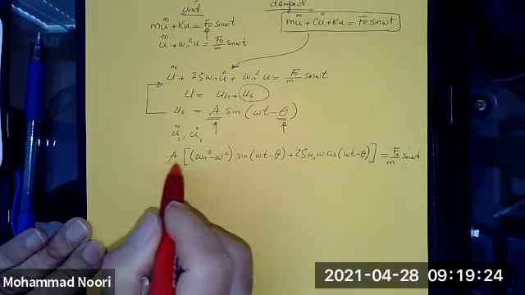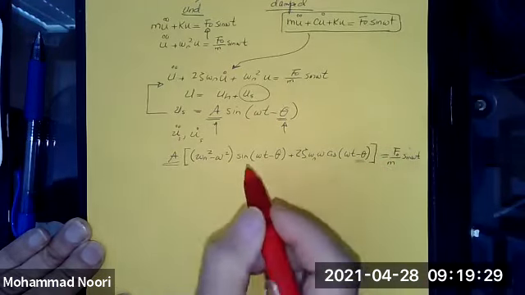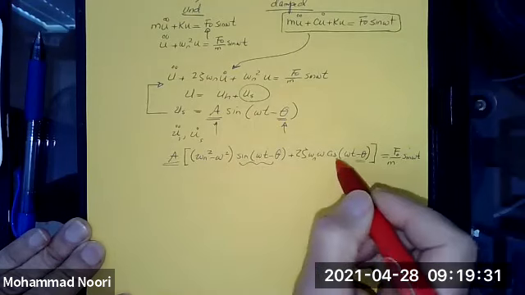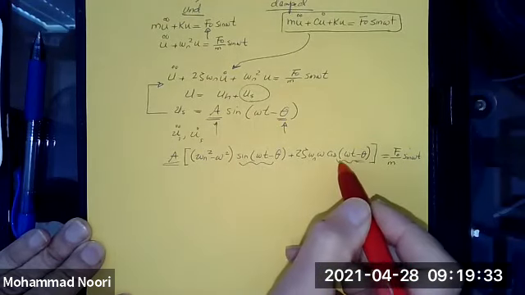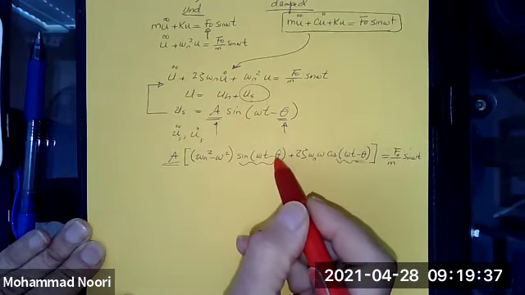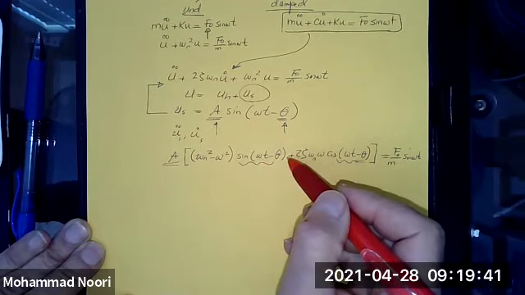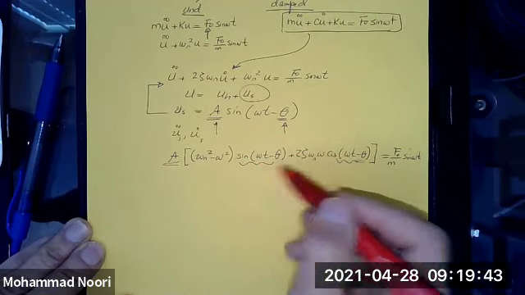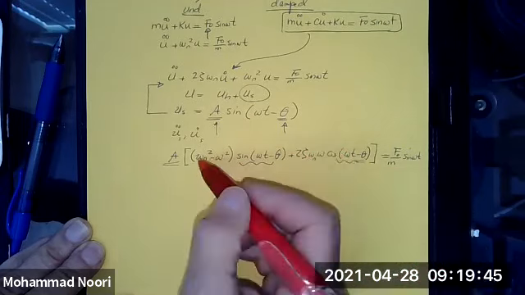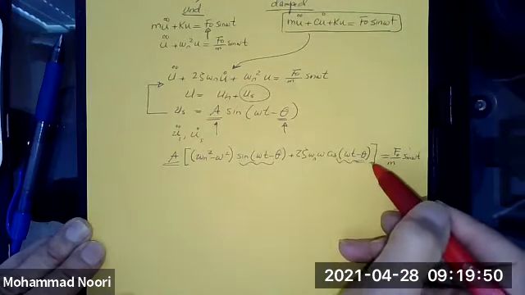So how do I solve this problem? How do I find A from here and theta, which are the unknowns? I would expand these using trig identities. Sine of alpha minus beta is sine alpha cosine beta minus cosine alpha sine beta, and the same thing with the cosine term.